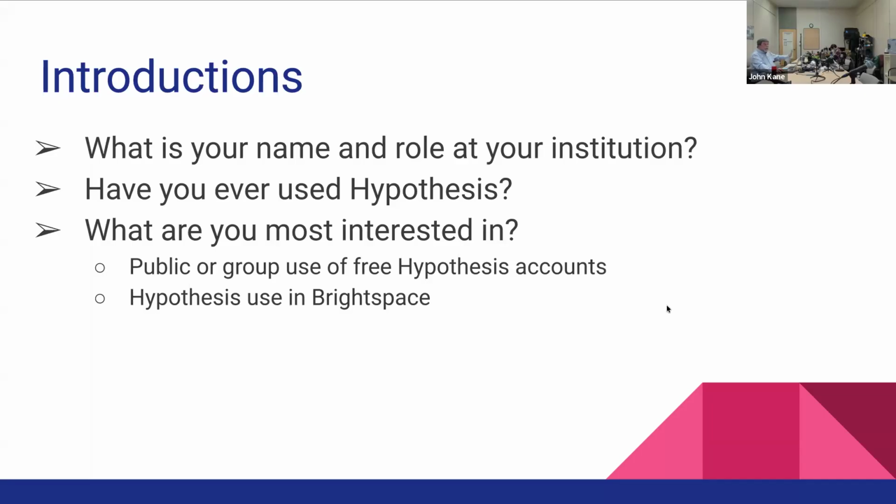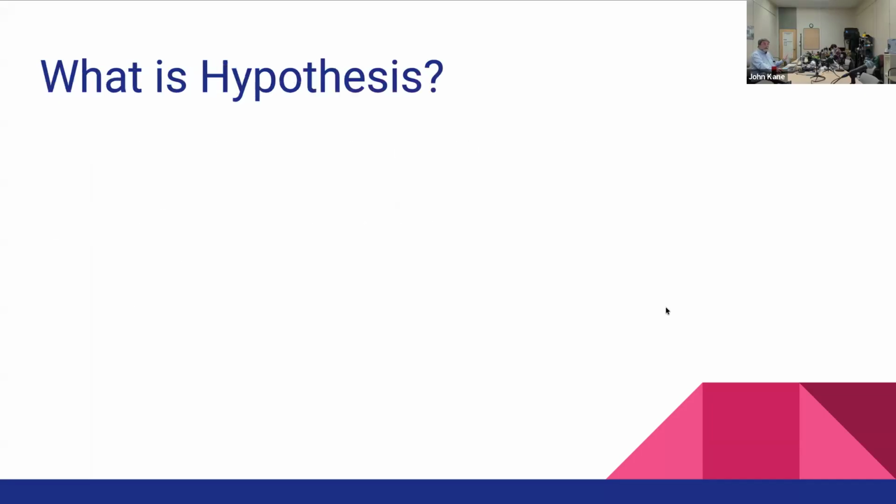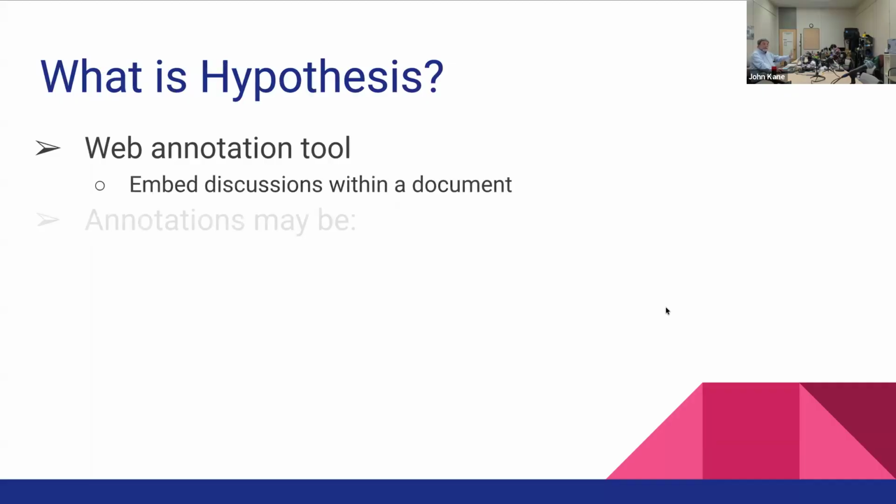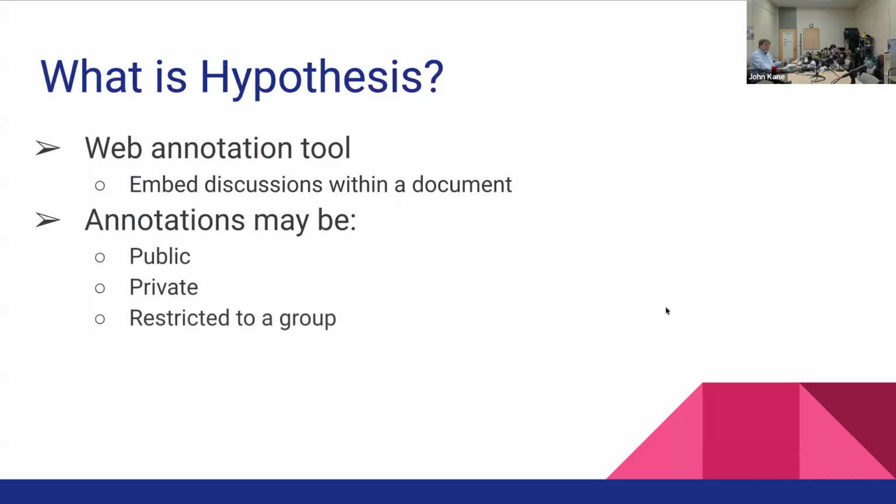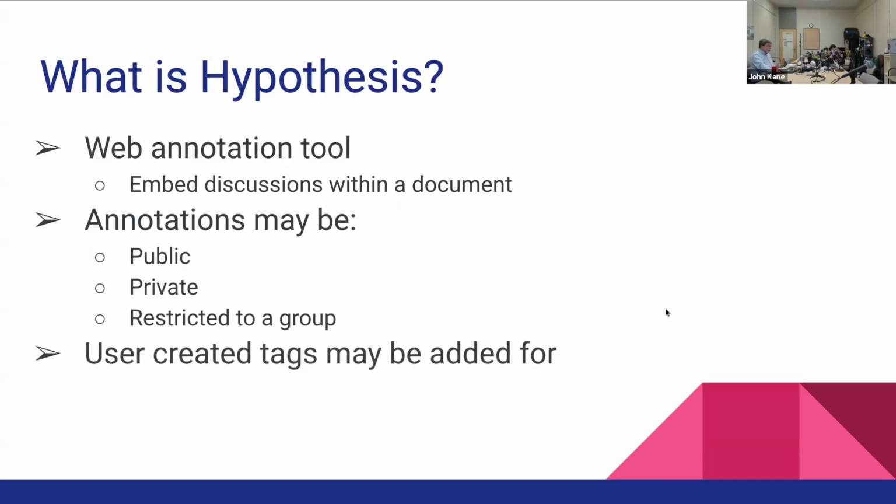Okay, so let's focus on the Brightspace one. I'll mention the other, and there's a couple of slides on there. It's a web annotation tool. You embed discussions within a document. And the annotations, as I mentioned, can be public, private, or restricted to a group. If you do it within Brightspace, they're either private or restricted to a group, but the default is to keep it to the class group, or to a subgroup if you use group assignments in class.